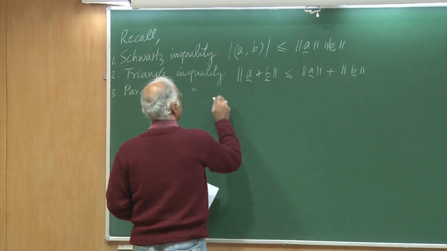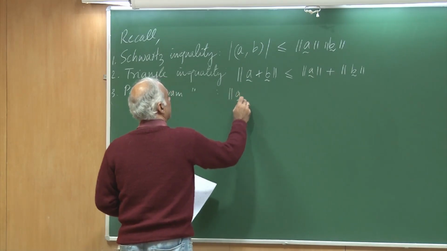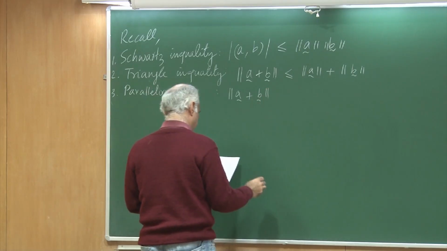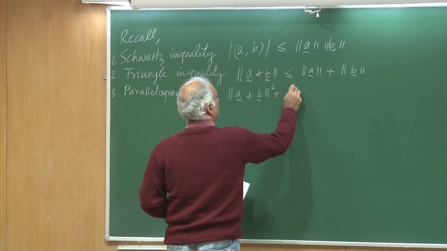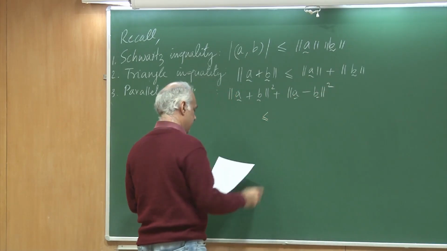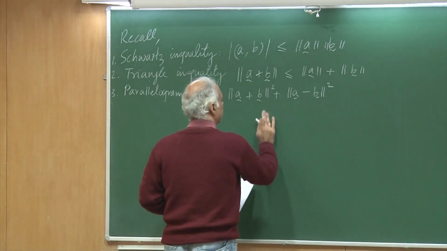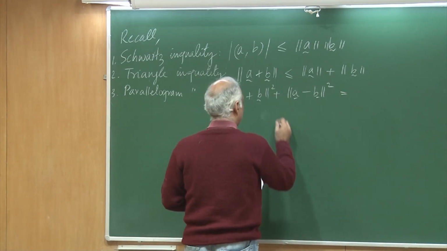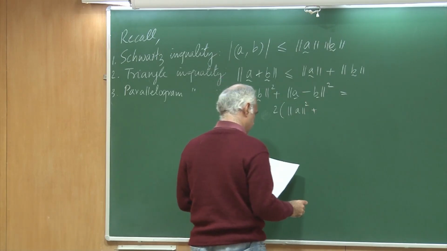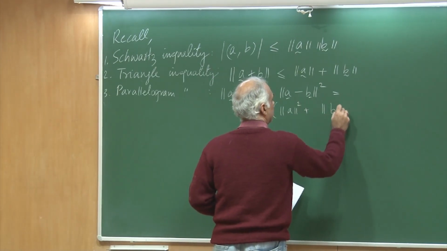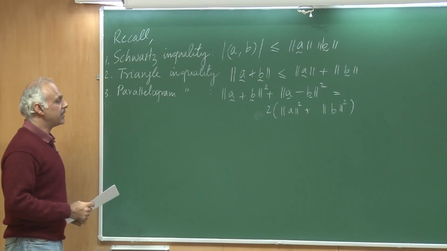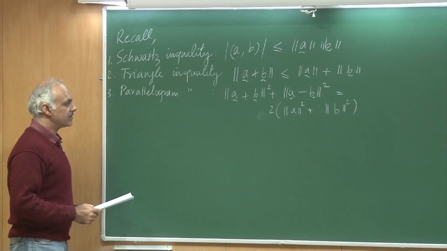which talks about A plus B square plus A minus B square, and this is actually going to be equal to twice of A square plus B square. So these are some results that we might use later on. I just thought we'll review them.